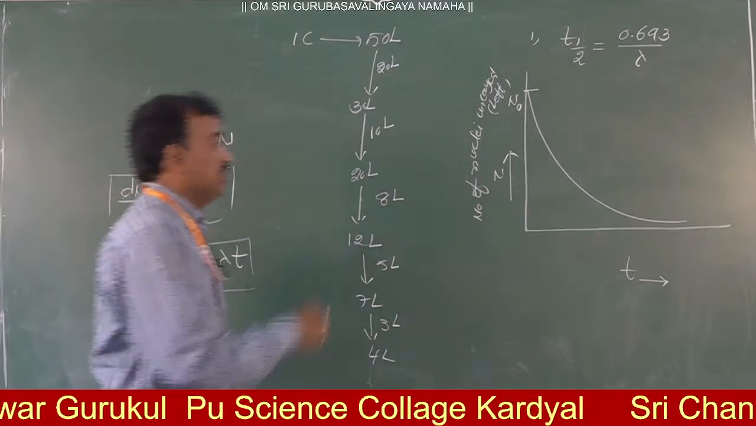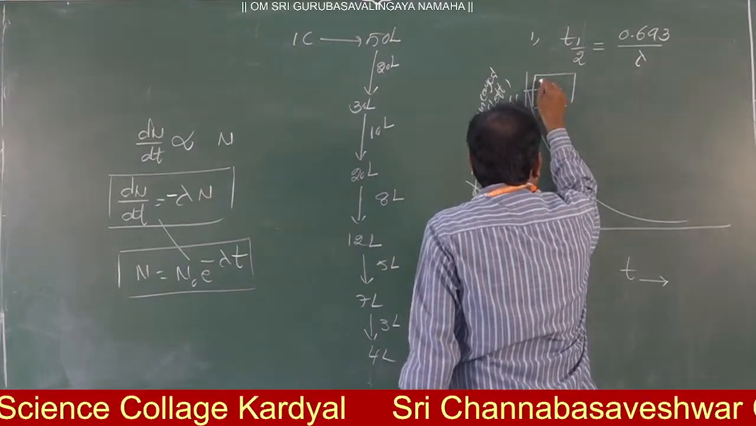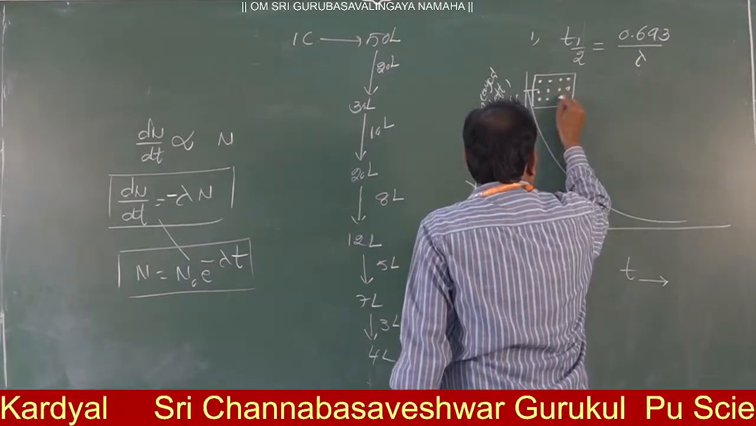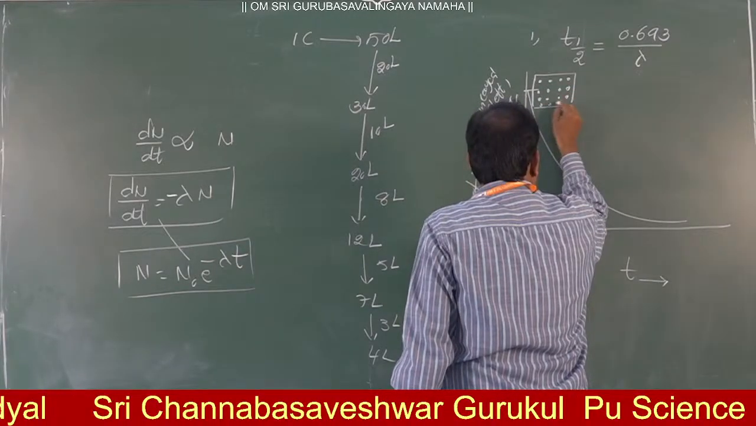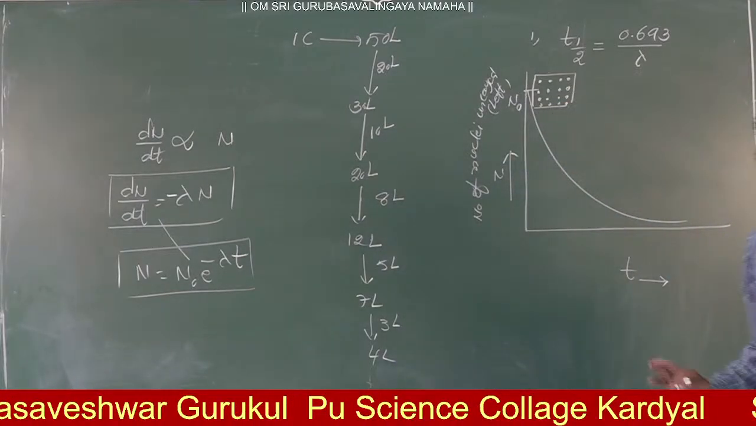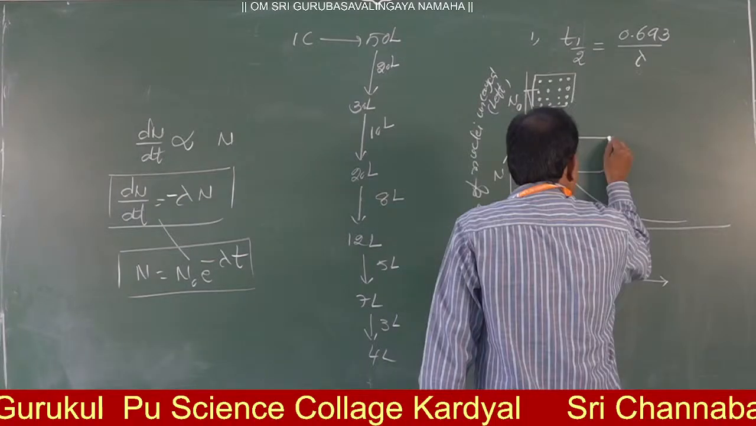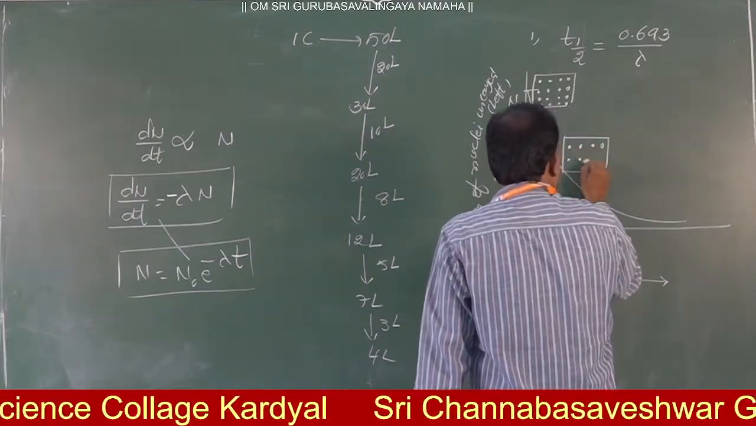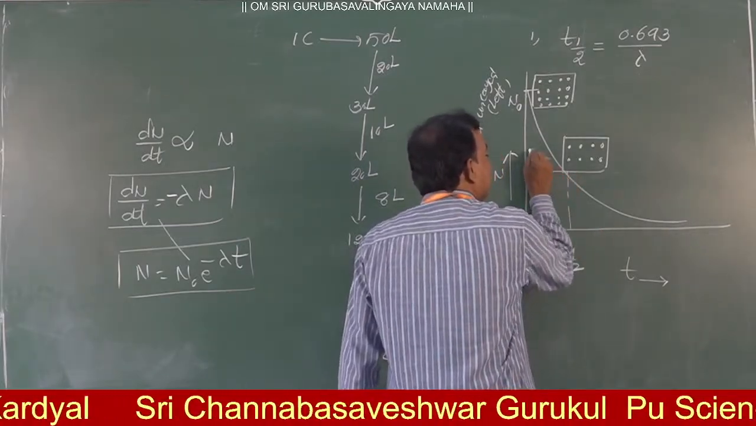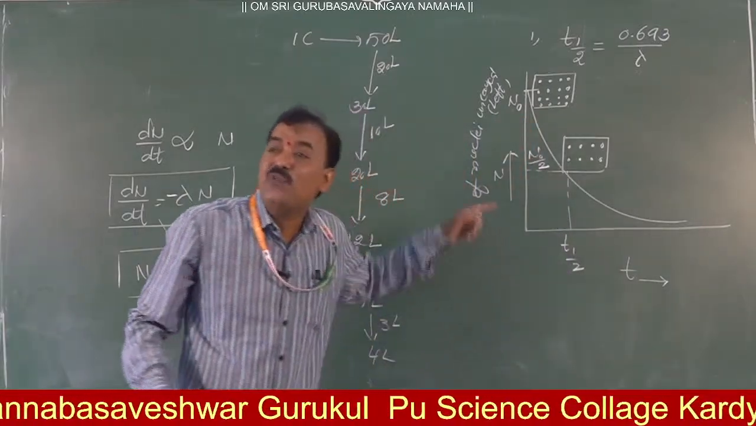Suppose initially the number of nuclei present is, suppose, 1, 2, 3, 4, again 1, 2, 3, 4, and so on. So in total the number of nuclei is equal to 16. After the half lifetime, the number of nuclei is exactly 8. So 1, 2, 3, 4, 5, 6, 7, 8. This is equal to T½. Here it is N₀/2. So initially it is N₀, and now exactly half of the value.